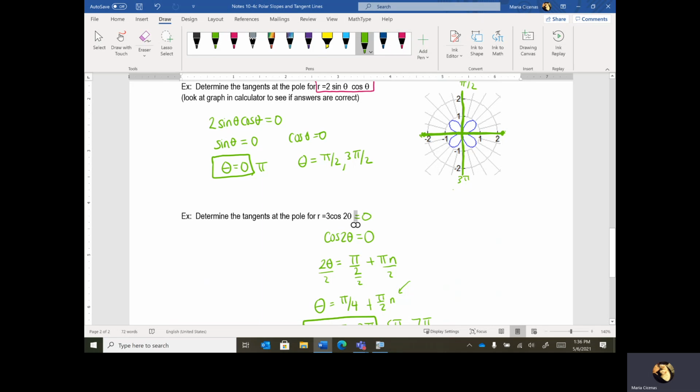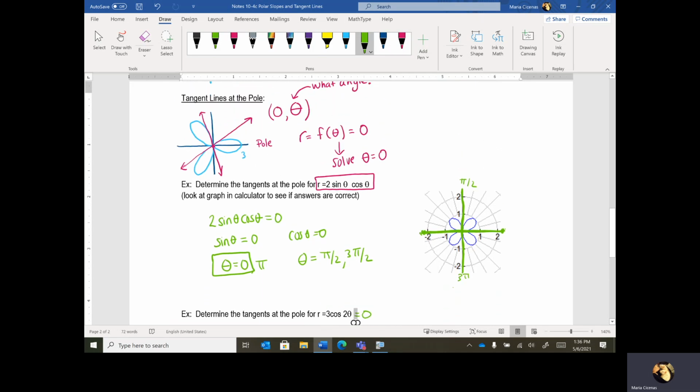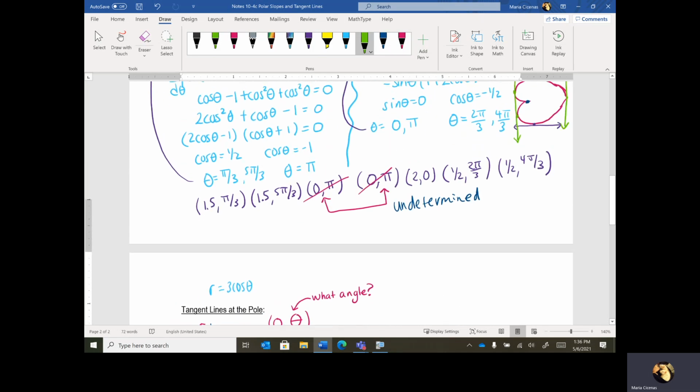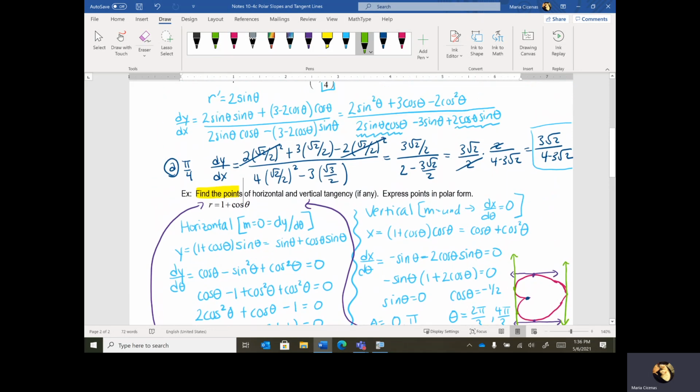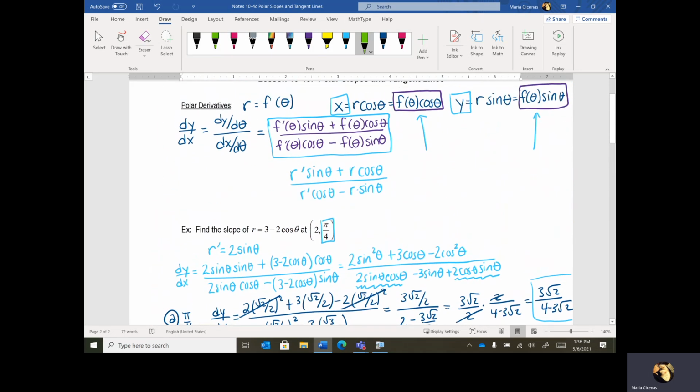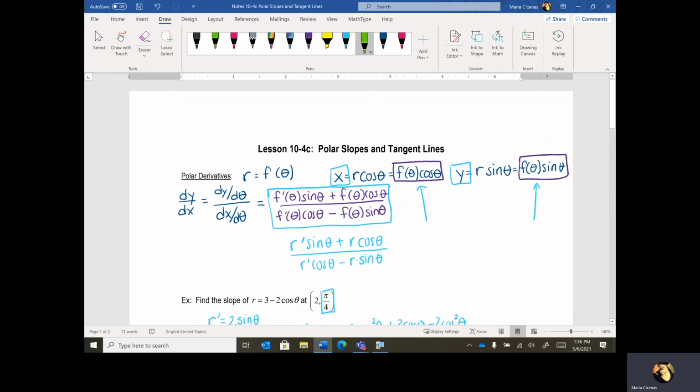Okay, the skills that we've developed today are going to help us tomorrow when we start looking at areas of these polar graphs. And so we'll be doing some integration to make that happen. And stay tuned to see all that.